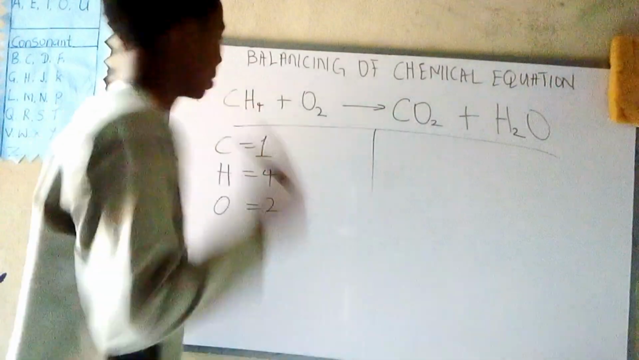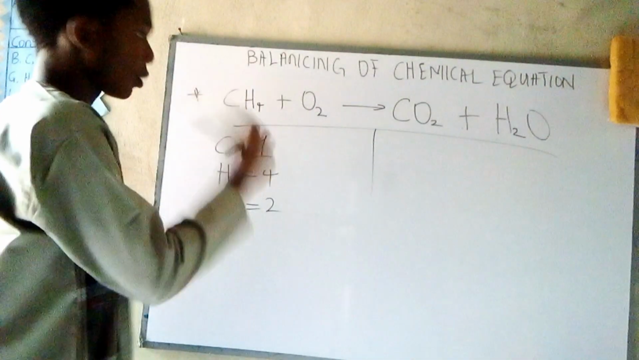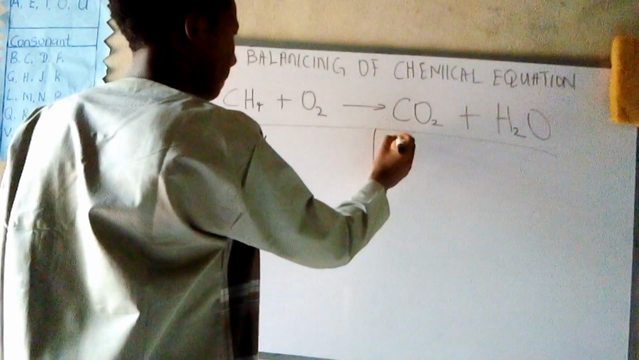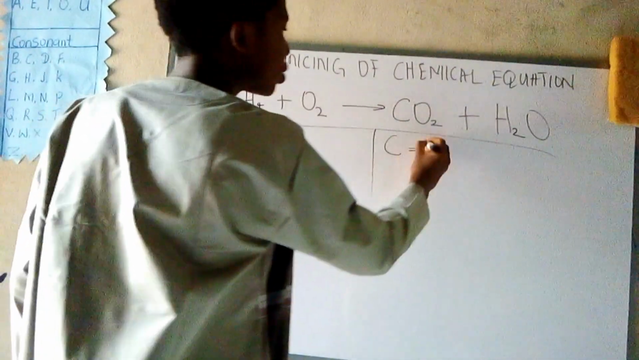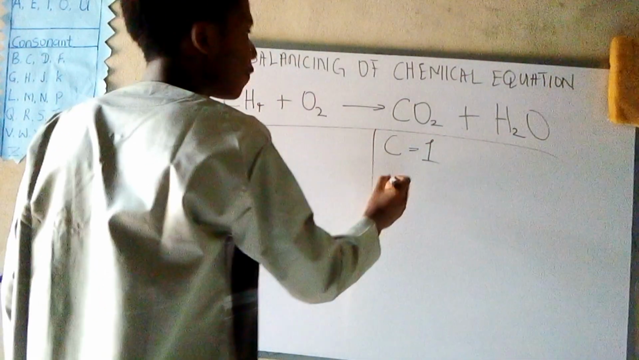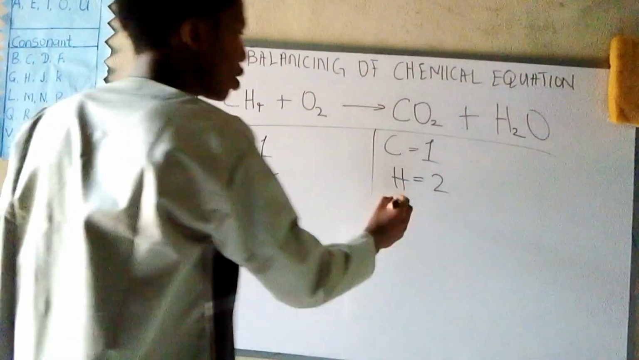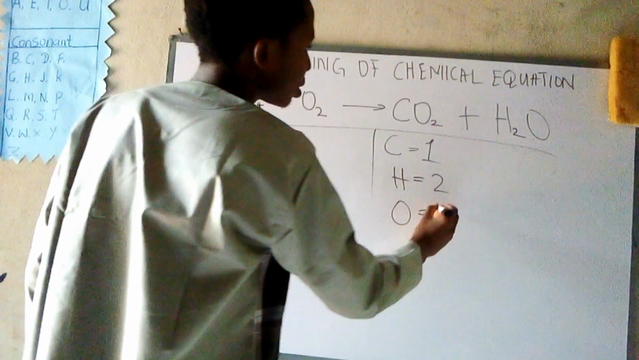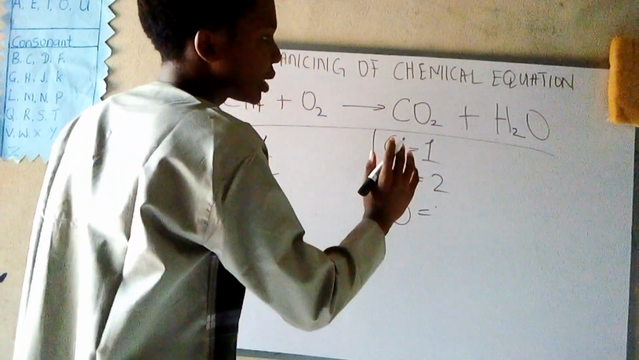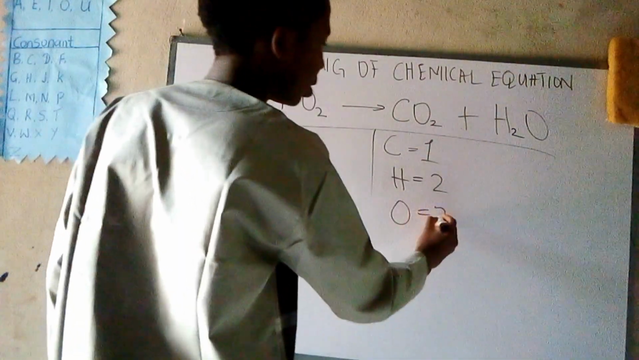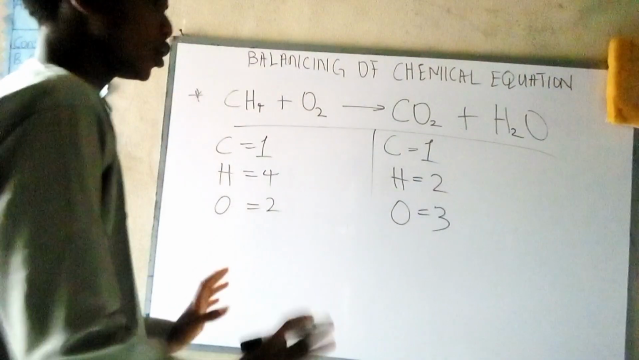Okay, welcome back. Now oxygen is 2. We have carbon to be what? 1 also. We have hydrogen to be what? 2. We have oxygen to be what? Now look at it. This 2 plus this one here, 3.